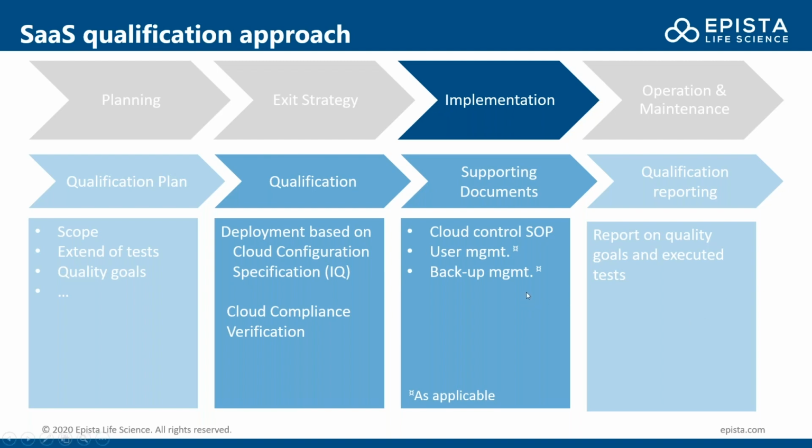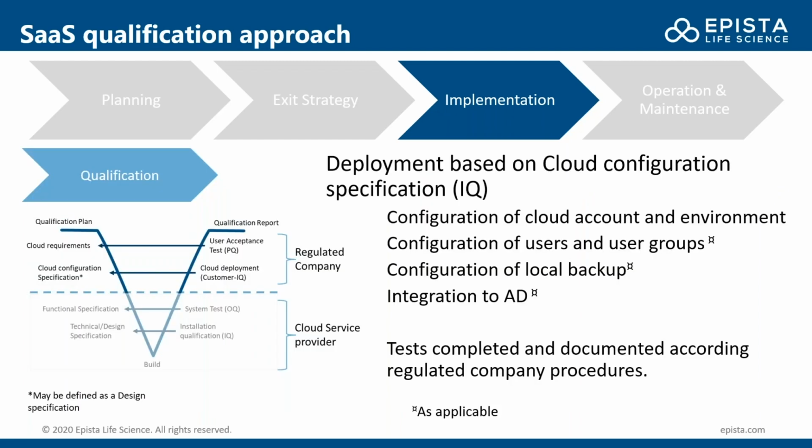This is where we differentiate our approach from the standardized implementation of IT software. And the reason that we're differentiating from the standardized approach is that we must rely on oversight. We must rely on review of documentation provided by our cloud service provider. If we start with the qualification, we've made a link to the V model.